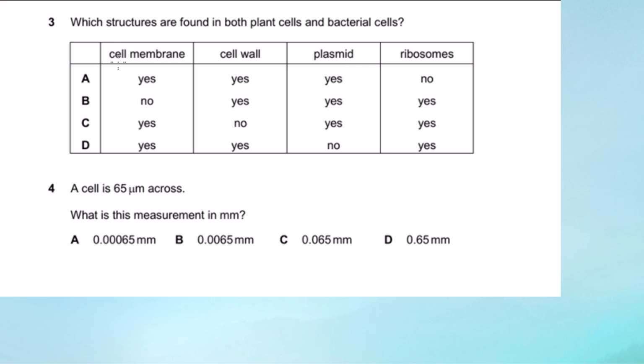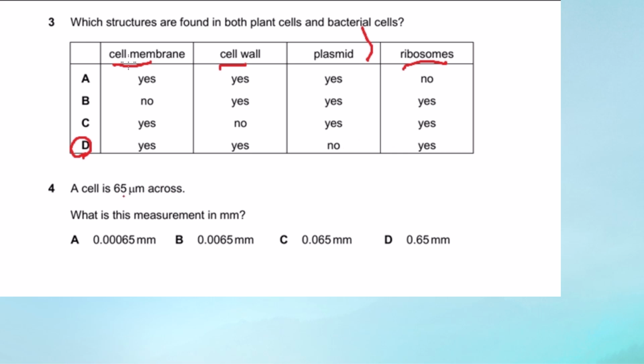So if we look at what can be found in both plant cells and bacteria cells, can we find cell membrane in both? Yes. Can we find cell wall in both? Yes. Can we find ribosomes in both? Yes. Can we find plasmid in both? No, plasmids are only in the bacterial cell. So the only one that has a no here is D. So D is our answer, because this says yes, yes, yes, and no. This gives the right answer because we have the cell membrane, the cell wall, the ribosomes, but no plasmid.